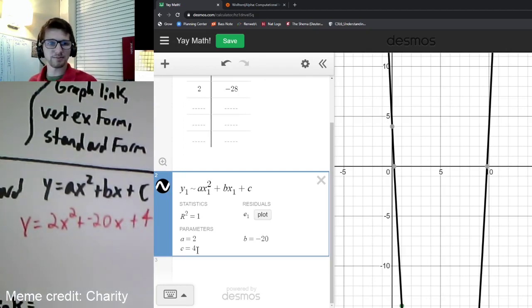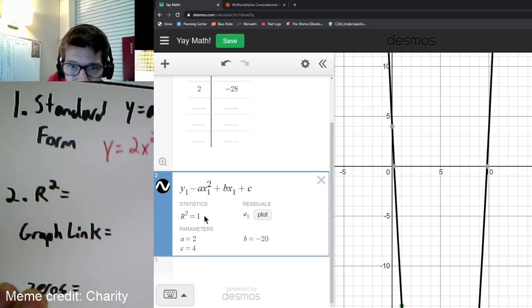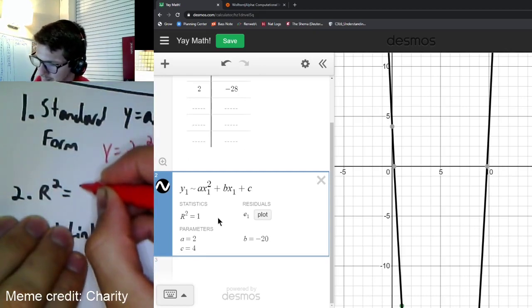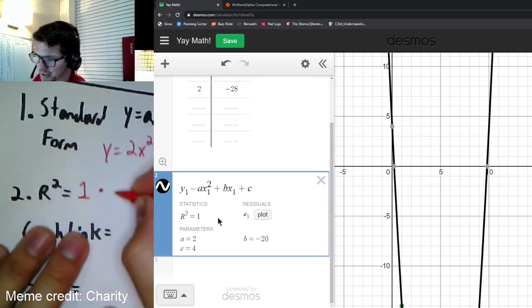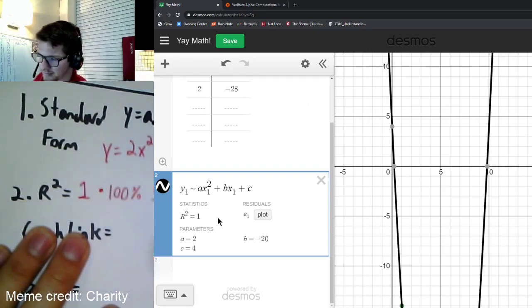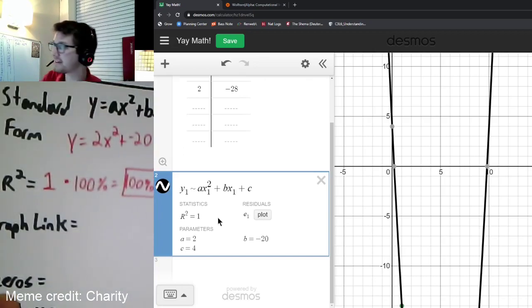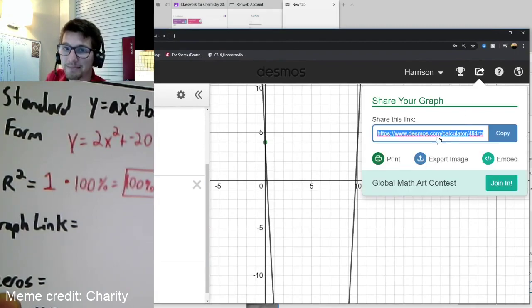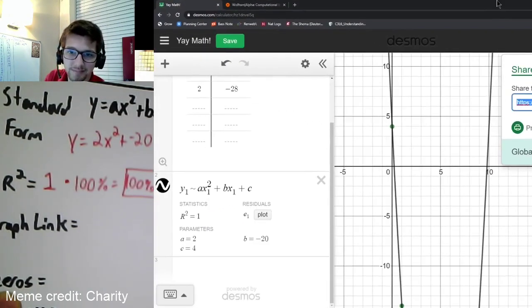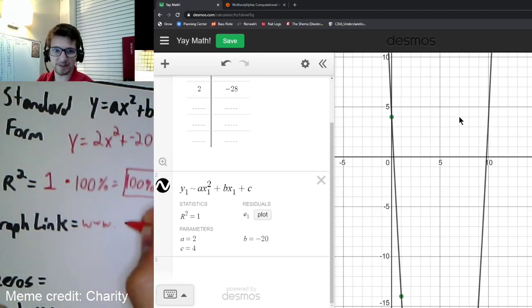What's the next thing we'll be looking for? R squared and the link to our graph. Where do I find R squared? It's right there, and it's just the number 1. But wait, there's more. I can't just leave it like this. I have to multiply that by 100%. 1 times 100% gives me 100%. There's my R squared value. The graph link, to get that, I would go over here to share graph, copy that, and paste it in. Okay, what's the next piece? www.desmos something.